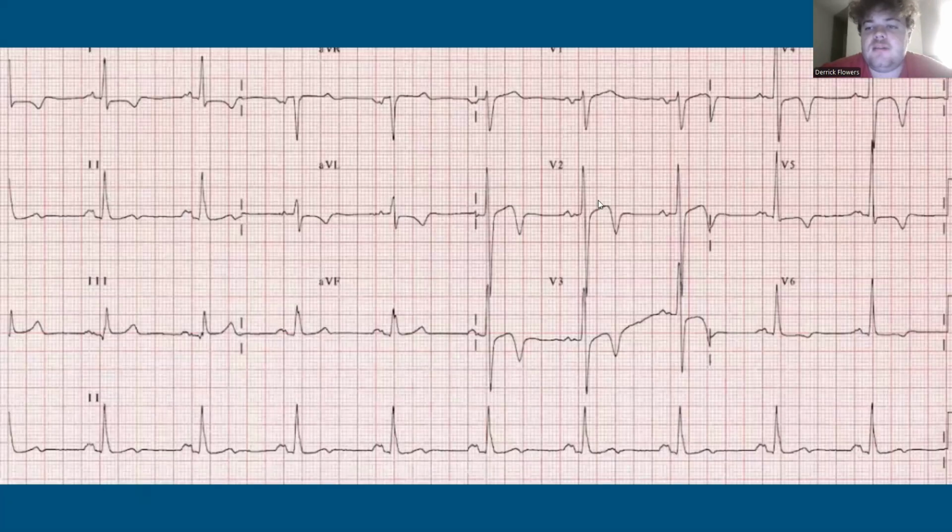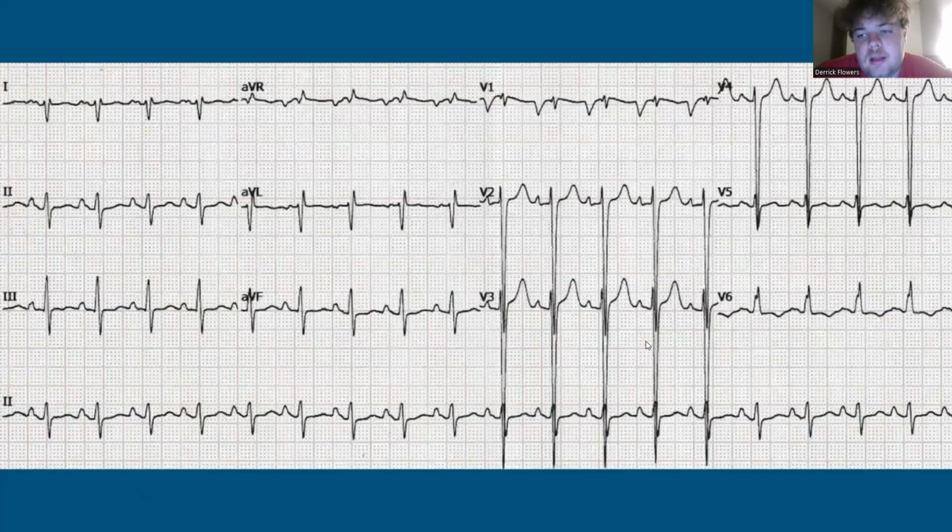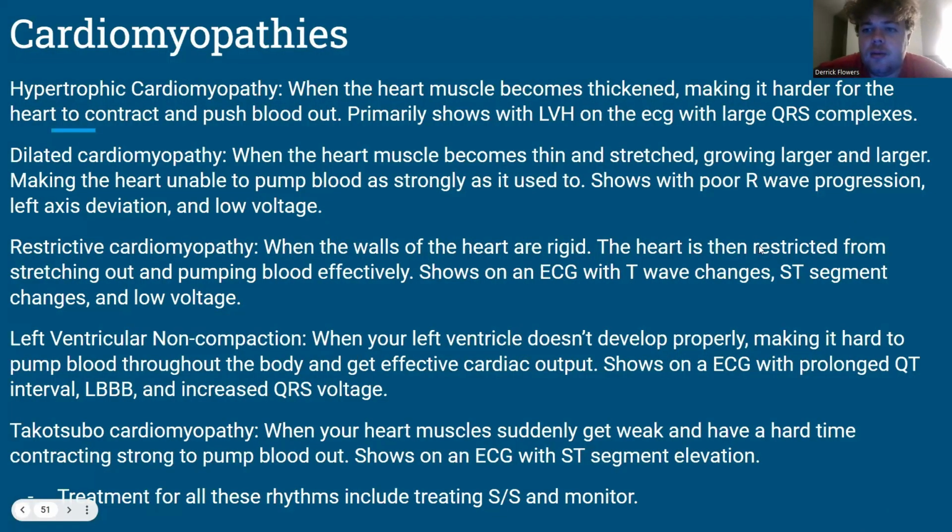Okay. This is hypertrophic cardiomyopathy. Notice here you have LVH because of the QRSs here. They're big. And you have T wave changes. You have T wave inversions, right? This is hypertrophic because it's showing LVH as well as high QRS voltage. Next, this is dilated cardiomyopathy. Look how big those QRSs are. Good God, they're big, right? So if we go back here and look, we notice that large QRS complex with LVH, that's hypertrophic.